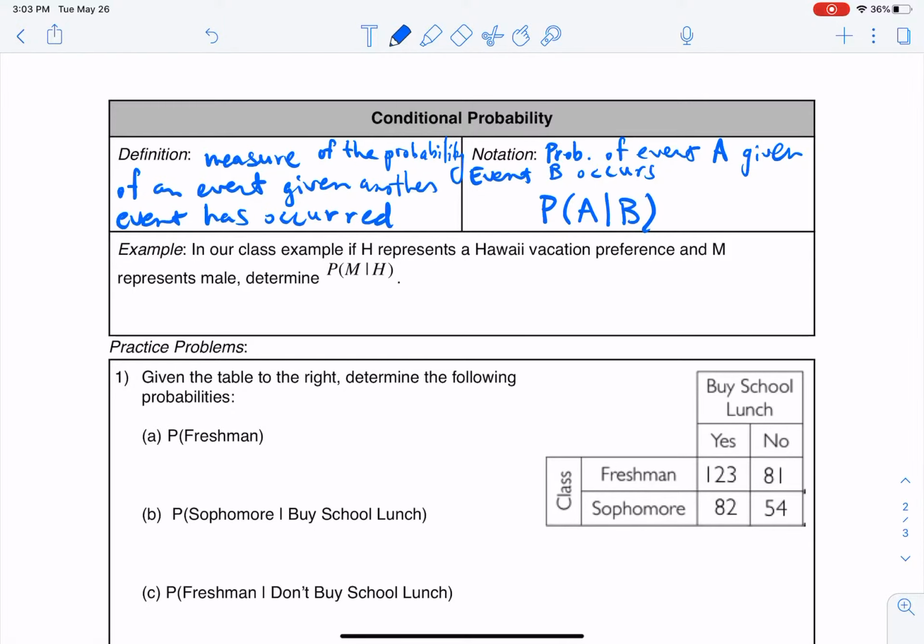Okay, so let's look at our example. In our class example, if H represents a Hawaii vacation preference and M represents male, determine the probability M line H. I said it like that because I want us to think about what that means. The probability M with that little line H actually means the probability that you're a male given you prefer Hawaii.